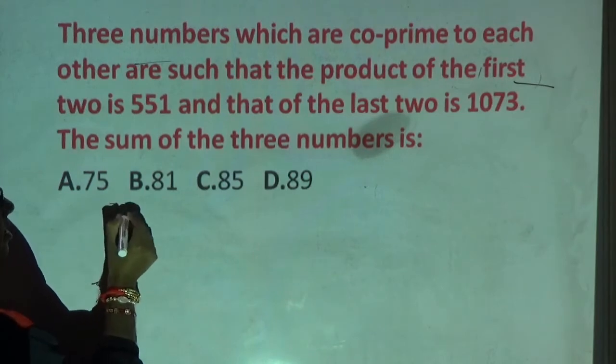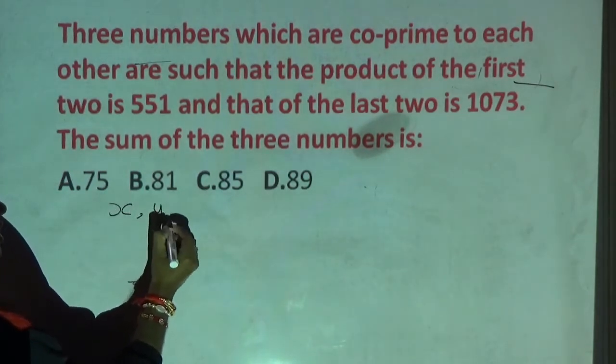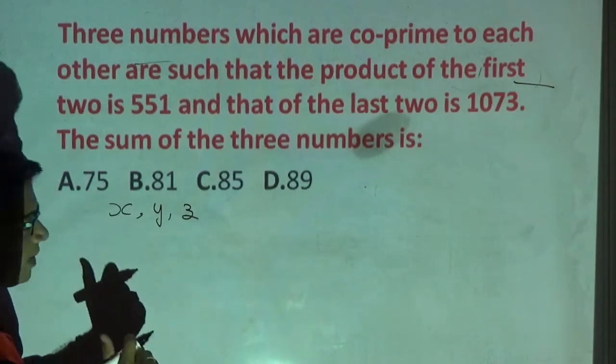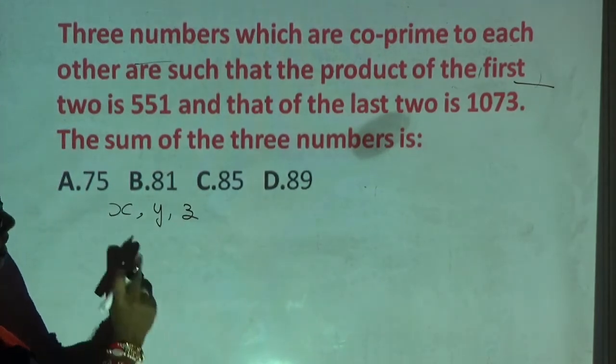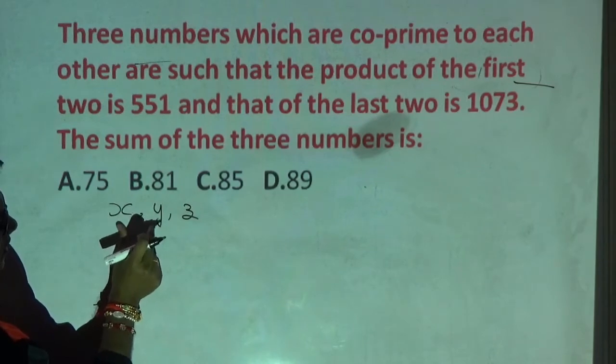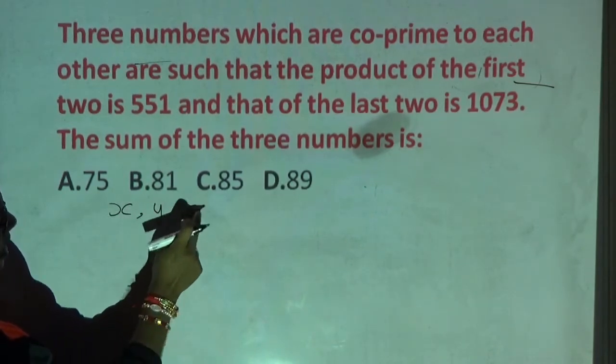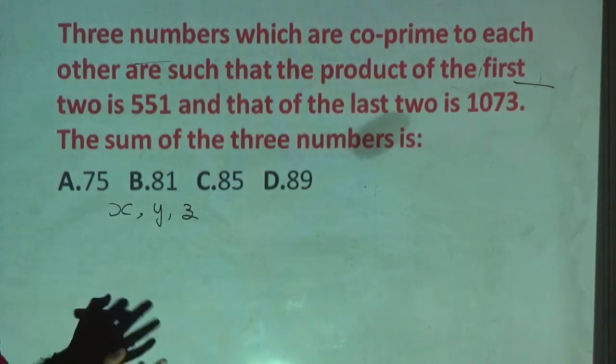See, let the three numbers be x, y, z. So they have clearly told that they are co-prime. What do you mean by co-prime? That means the HCF between any two numbers is 1. HCF of xy is 1, yz is 1 and zx is 1. That is what they are telling.